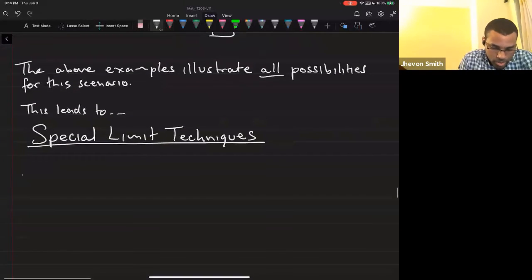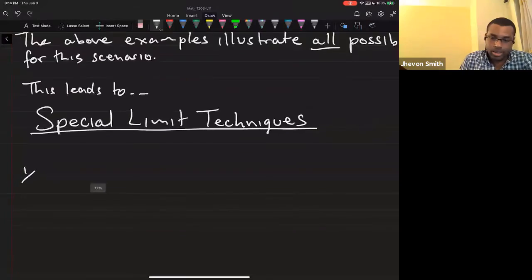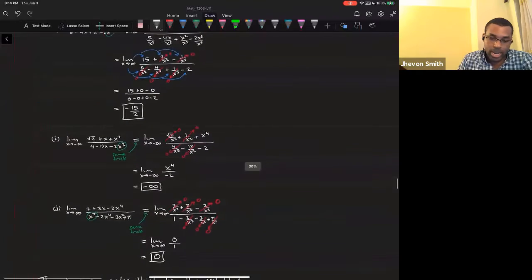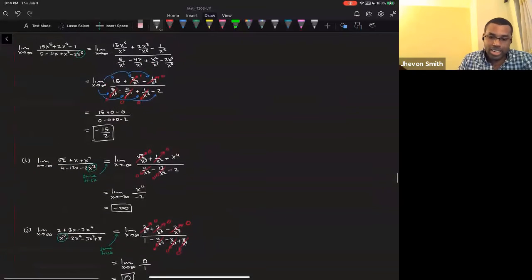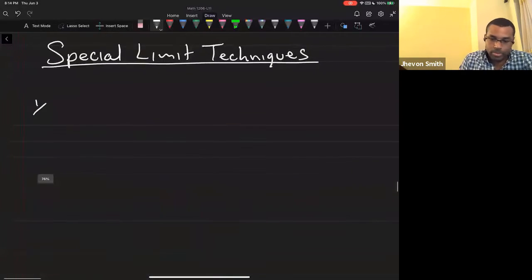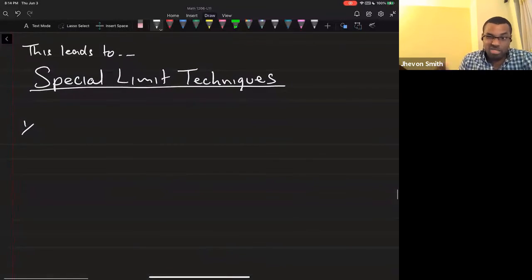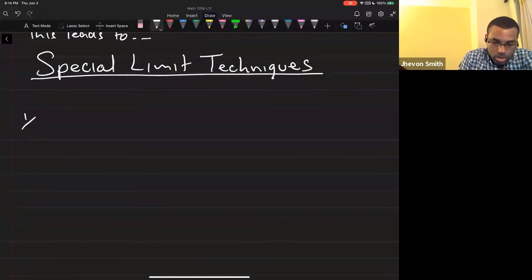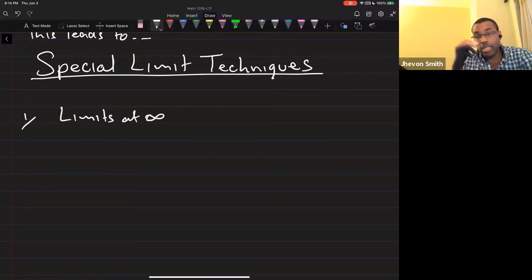Okay, so here's the first special technique that you can know about. And it works in this kind of scenario that we had in these last 3 examples. It turns out I don't even have to go through all these calculations. It turns out that there are only 3 things that could happen here. So this technique works for limits at infinity, which means the x value is going to infinity or negative infinity of rational functions.